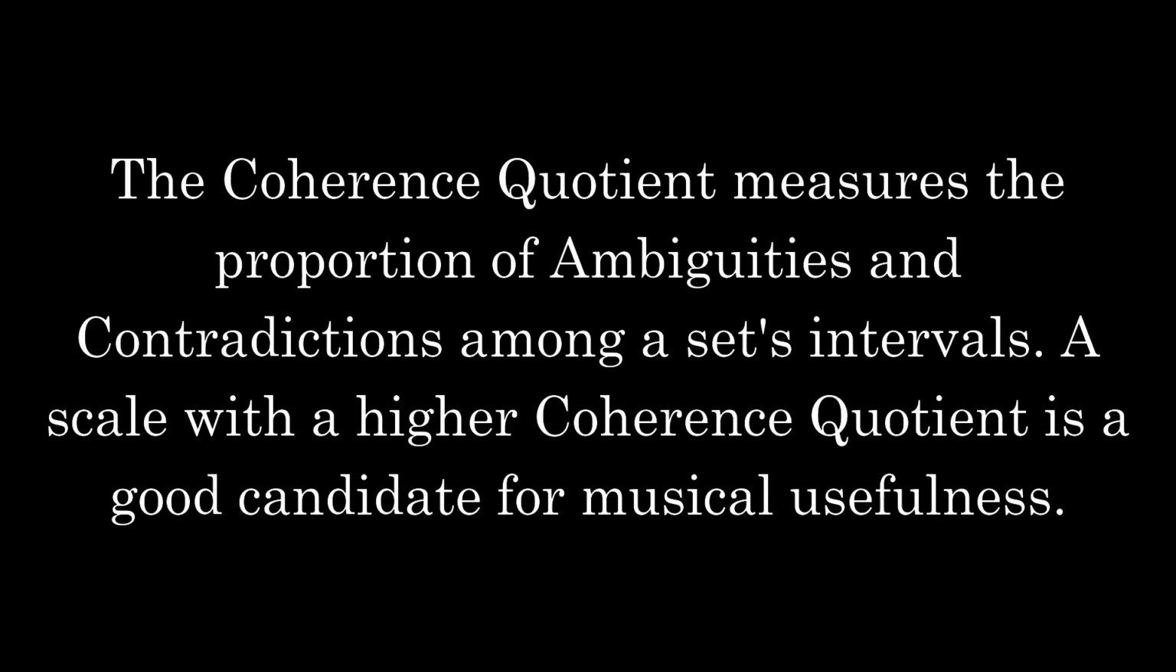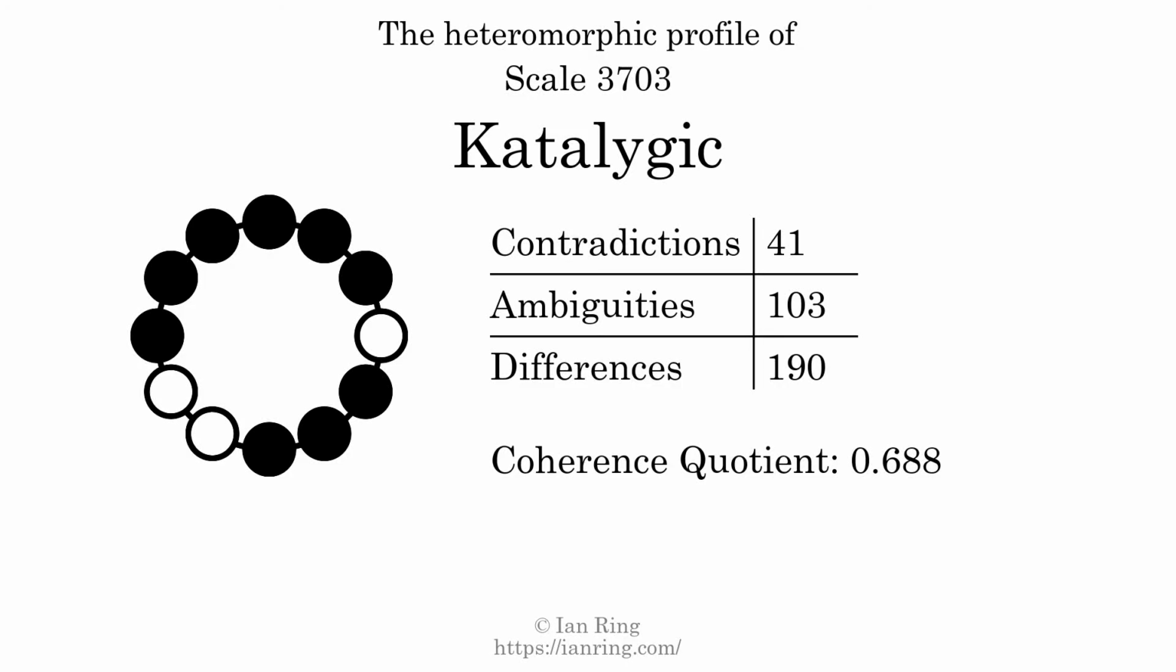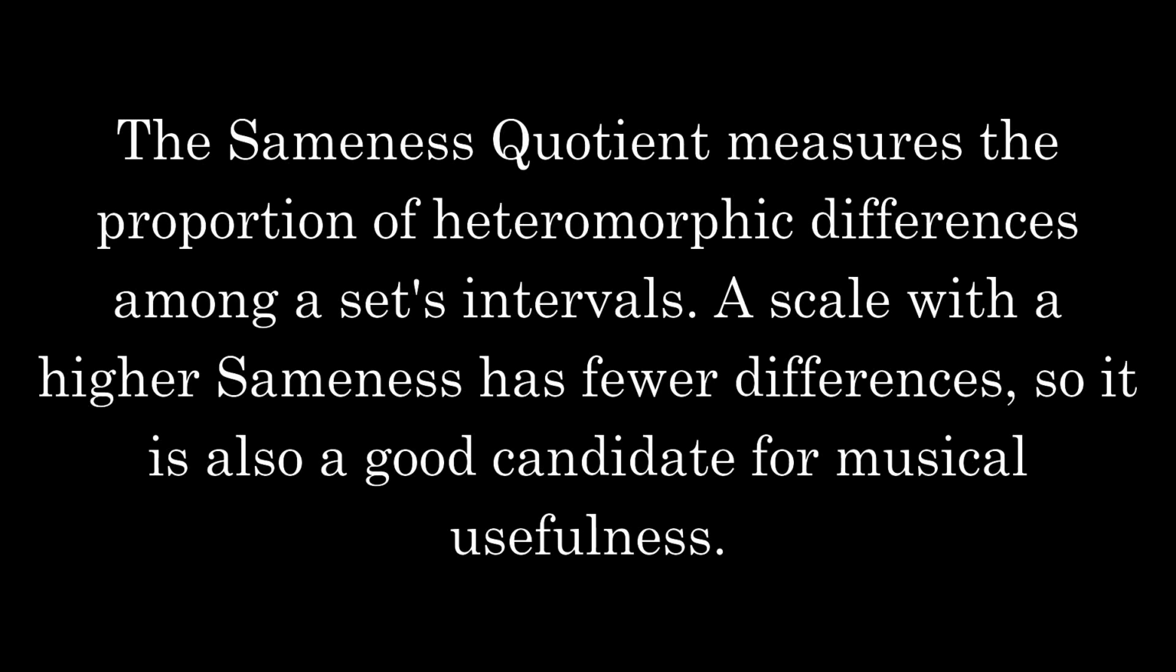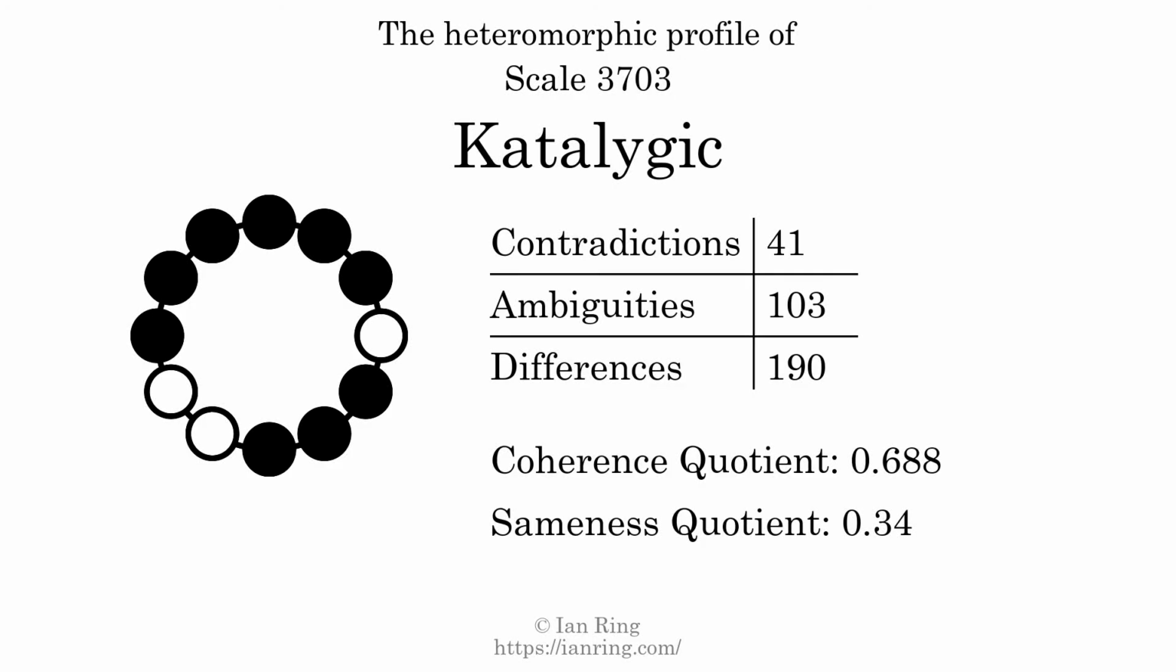The coherence quotient measures the proportion of ambiguities and contradictions among a set's intervals. A scale with a higher coherence quotient is a good candidate for musical usefulness. The coherence quotient is 0.688. The sameness quotient measures the proportion of heteromorphic differences among a set's intervals. A scale with a higher sameness has fewer differences, so it is also a good candidate for musical usefulness. The sameness quotient is 0.34.